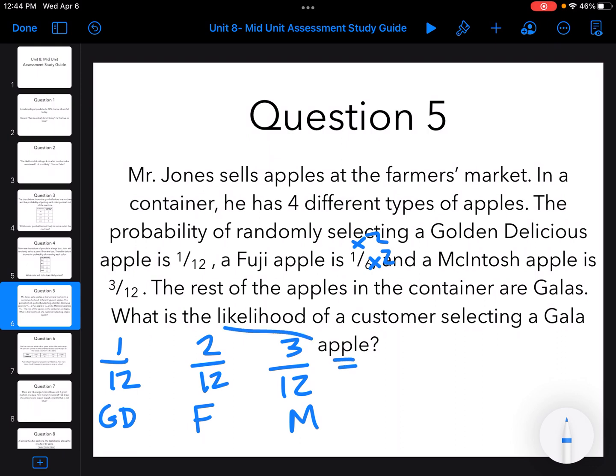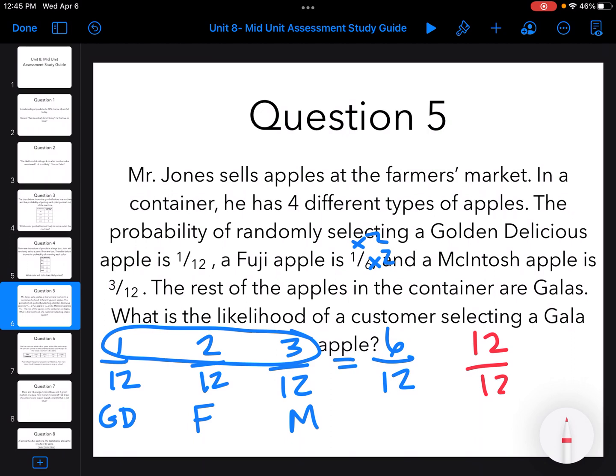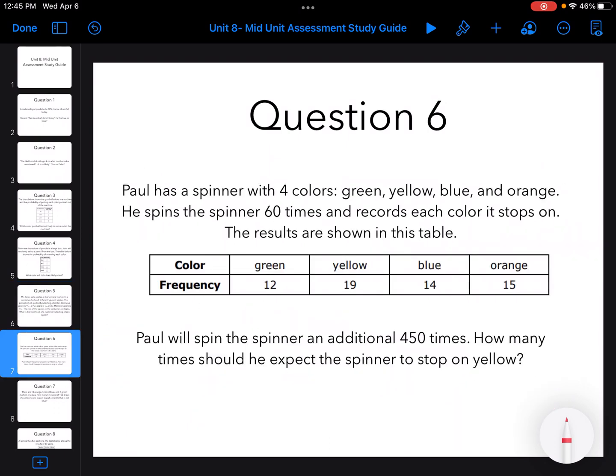Okay, well, I'm going to add my numerators because I've got the same denominator across the bottom, so I can do that. So 1 plus 2 is 3. 3 plus 3 is 6. That's 6 12ths. So I'm going to subtract that from the whole because I have one container, so I'm going to do 12 over 12 minus 6 12ths, and I'm going to get 6 12ths. So the probability is going to be 1/2 or 50% of getting a Gala apple. So half of the container is full of Gala apples.